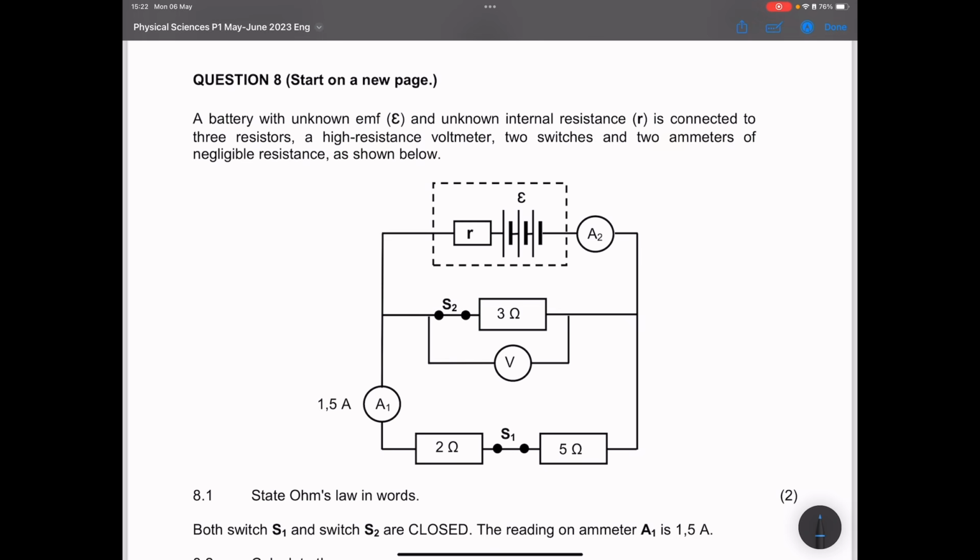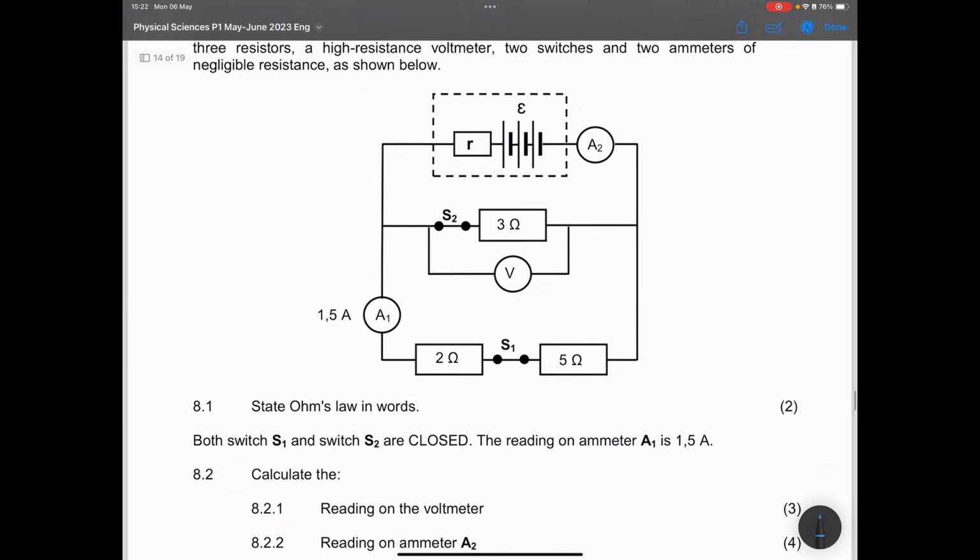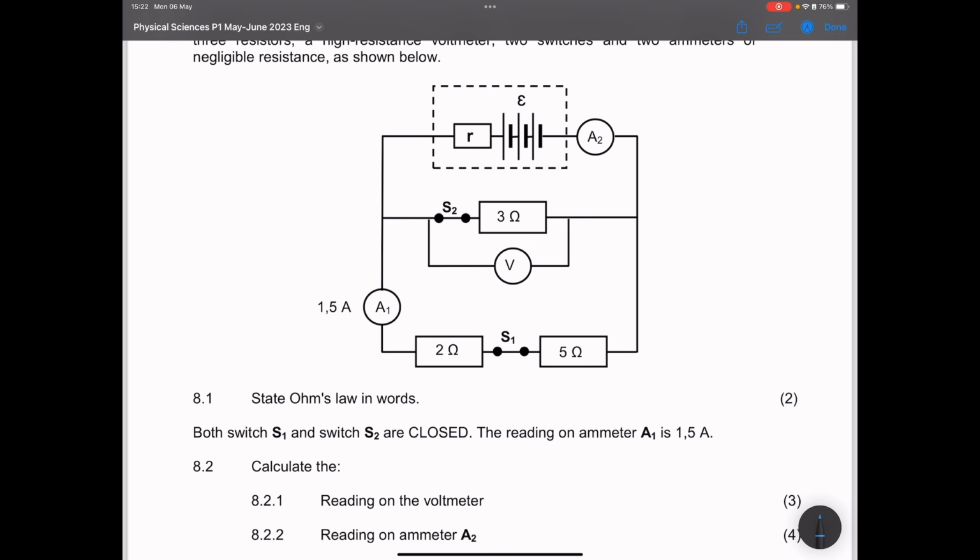So remember that the current across a conductor is directly proportional to the potential difference, provided that temperature remains constant. Okay, right. So in this case, they say to us both switch S1 and S2 are closed. Great stuff. So that means that we're going to have current flowing in the entire circuit. They say the reading on A1 is 1.5, and in this case, they want us to calculate the reading on the voltmeter.